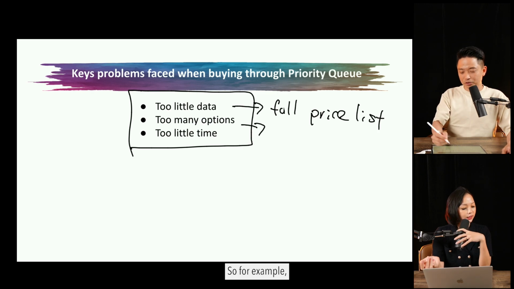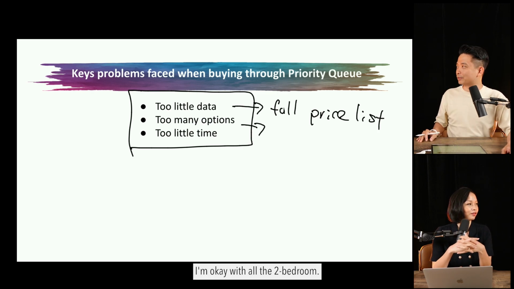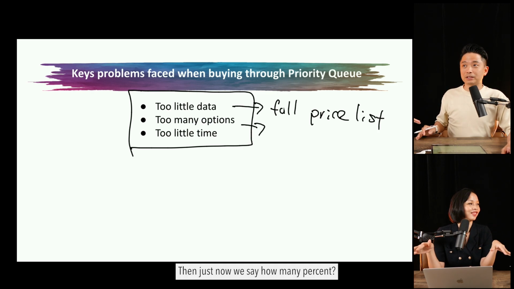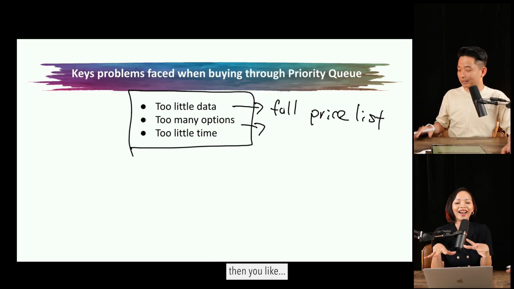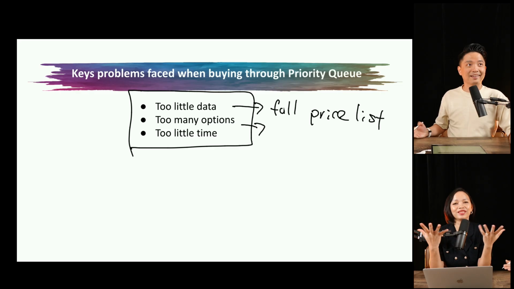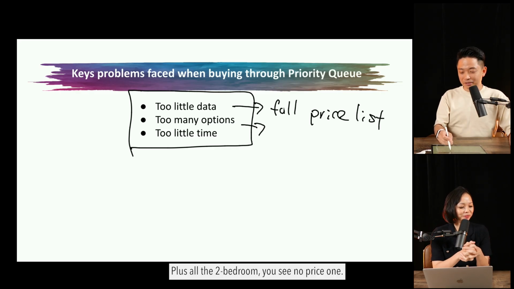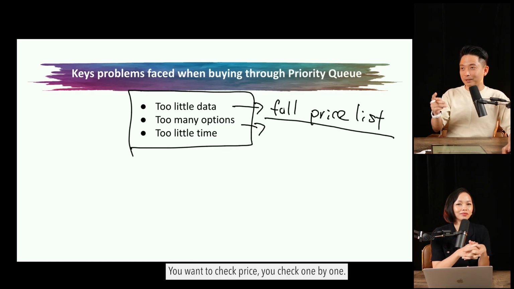Then there are too many options. For example, I'm okay with all the 2-bedroom. Wow, jialat. Just now we said how many percent? 35% of 900, so 300 units are 2-bedroom. Do you look at the chart? The chart looks at you. For all the 2-bedroom, you see, there's no price. You want to check price, you check one by one.